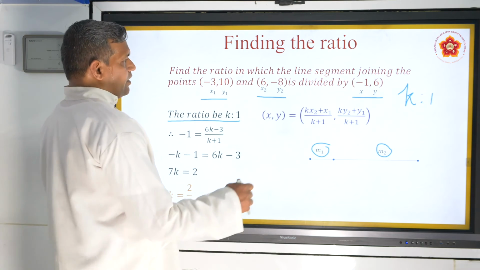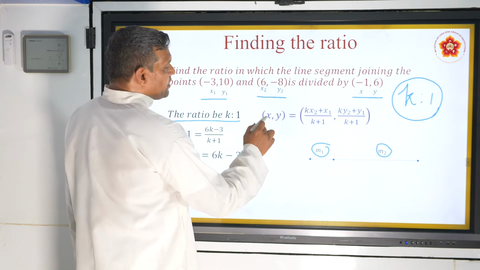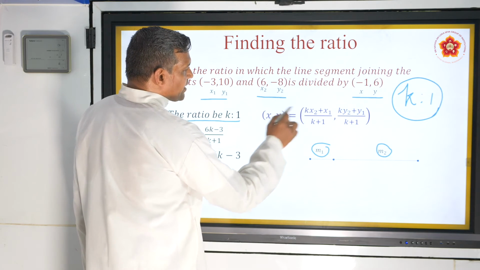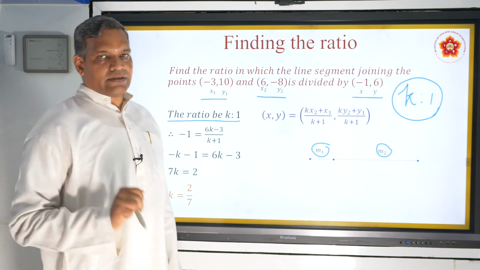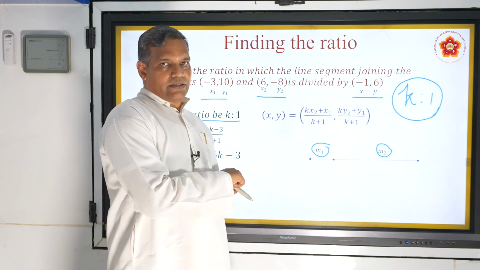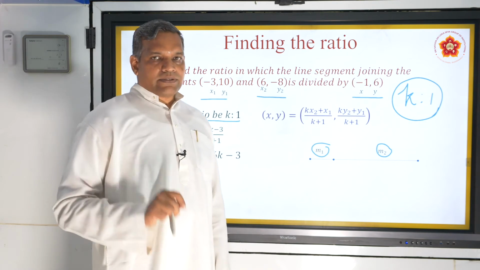So now you got k is to 1 as the ratio. Then what you do here is equate this x and this. This is the x value, this is the y value. I am taking only one value. You can take the other value and try. I am solving it on the smart board. You are going to work it on your own notes. Try the other side, you will get the same answer.